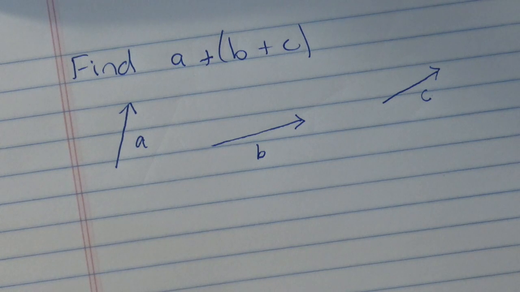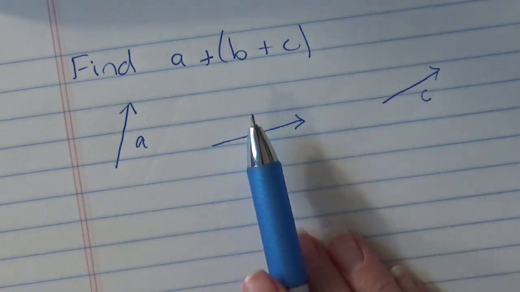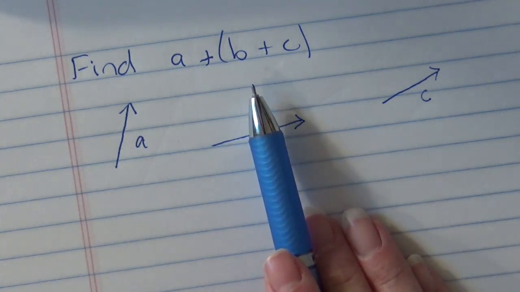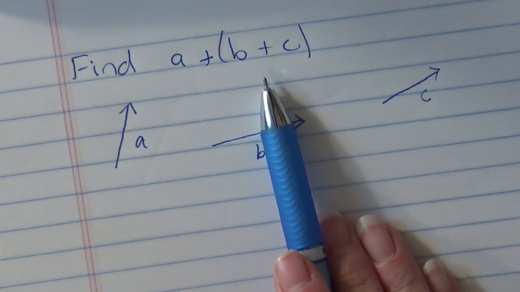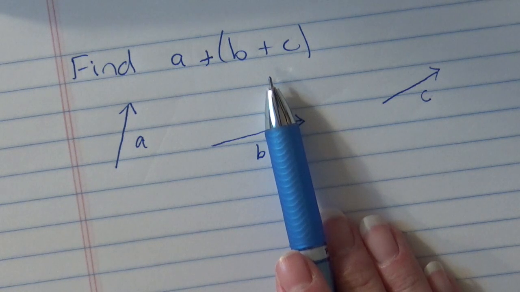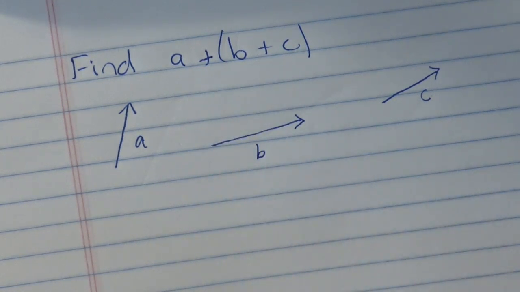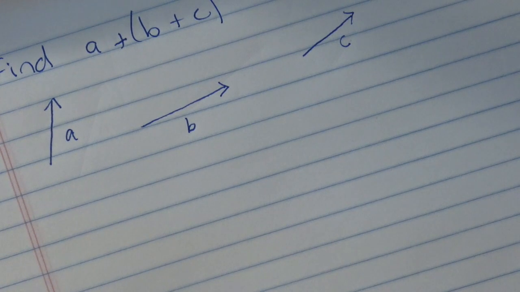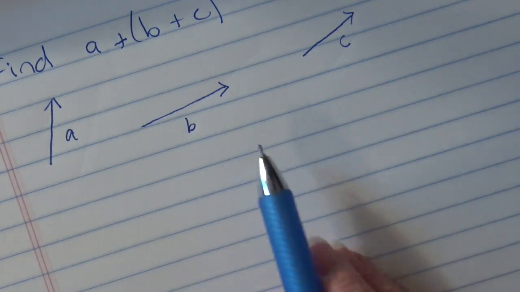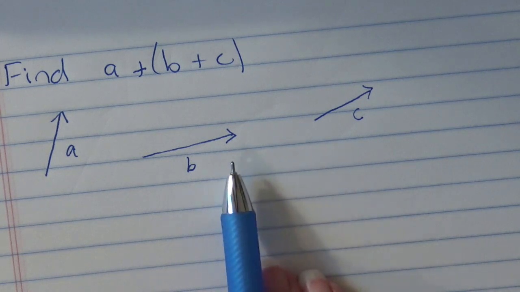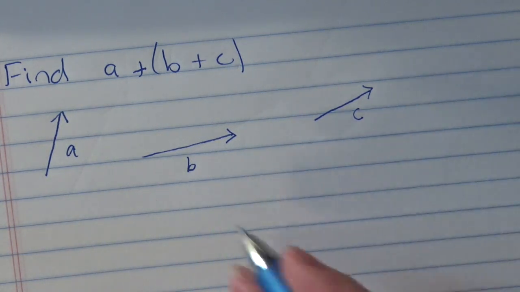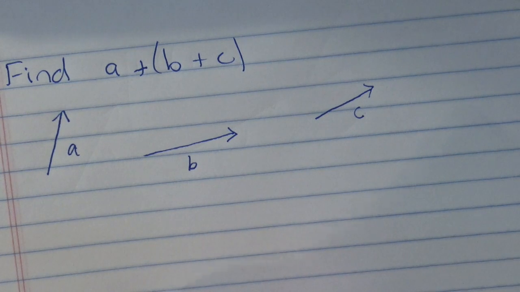So we're doing vector addition, but this time we're adding 3 vectors. So we're going to start by adding. Order of operations tells us to do B plus C first, and then add that result to vector A. Alright, so to do vectors B plus C, we take these two, we connect them at their terminal sides, and so here's C, and here's B.